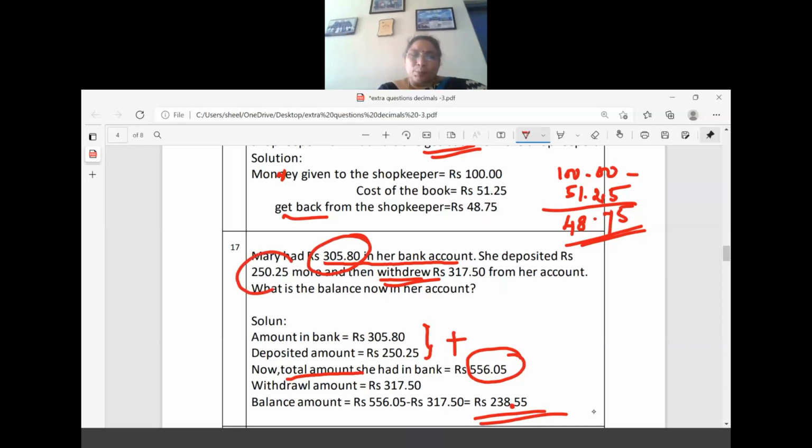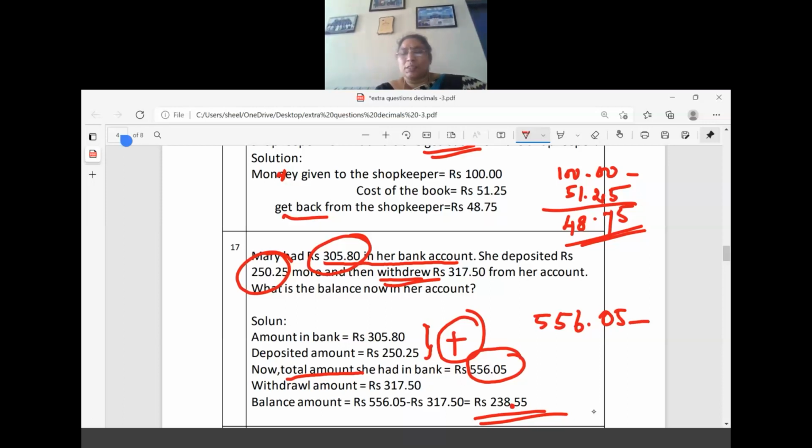305.80, then she deposited, so the amount is increased. So what we have to do? We have to do the addition. So what is the amount we get there? She got 556.05. From this she withdrew some amount. So what is the amount she withdrew? 317.50. So what we have to do? We have to do the subtraction.